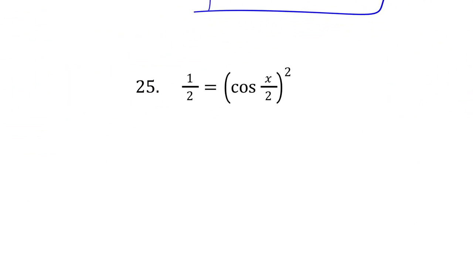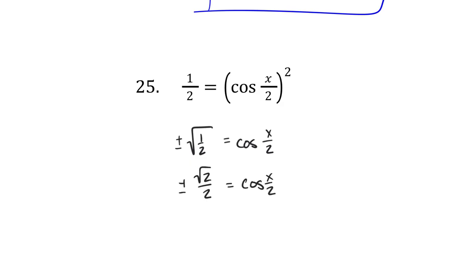This time I've got to take the square roots of both sides, so I get plus or minus the square root of 1/2 equals cosine of x over 2. I hope we can conclude now, after class last week, that this is equal to plus or minus the square root of 2 over 2. So that's equal to cosine of x over 2. That means that x over 2 is all of the places on the unit circle where the cosine is root 2 over 2 or negative root 2 over 2, which are pi over 4, 3 pi over 4, 5 pi over 4, and 7 pi over 4.